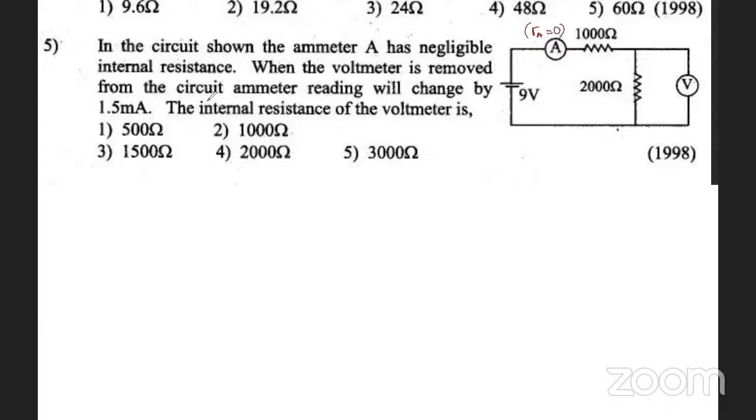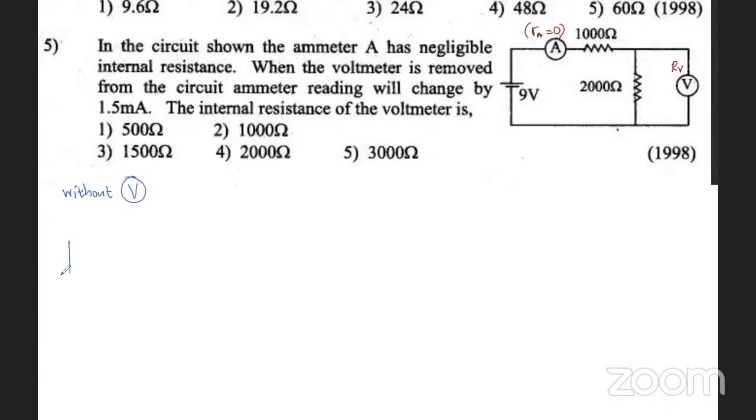When the voltmeter is removed from the circuit, the ammeter reading will change by 1.5 milliampere. Find the internal resistance of the voltmeter. The voltmeter has an internal resistance, we'll take it as RV. We don't know what that is. In situations like this, we have to consider two circuits. First, we'll consider a circuit without the voltmeter. So I'll draw a circuit without the voltmeter.